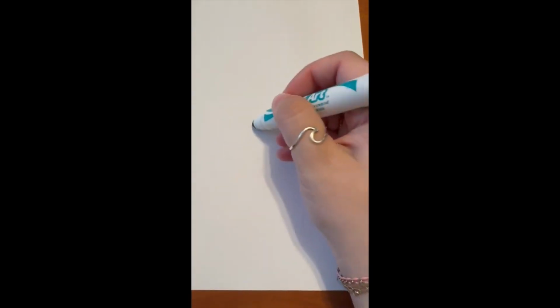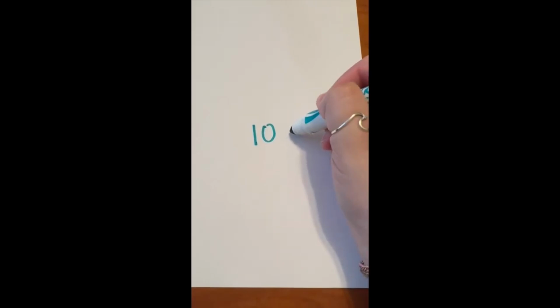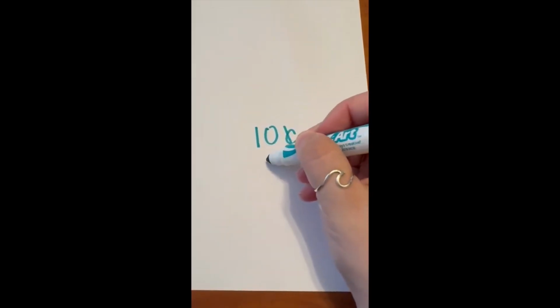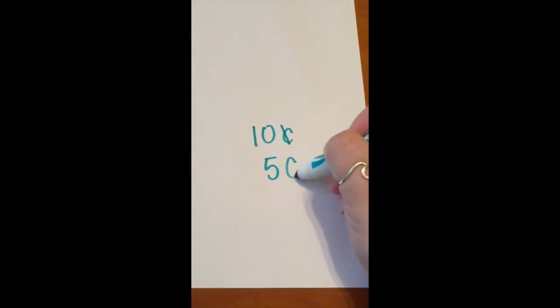With the combining money sort, you can also have students write out numbers on a piece of paper or on a whiteboard. So, for example, given the game, you can have students write out the amount they get on the first dice roll and then the amount they get on the second dice roll, which was 10 cent and 5 cent.